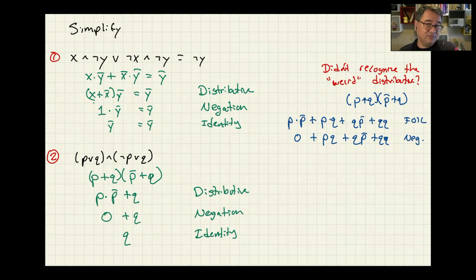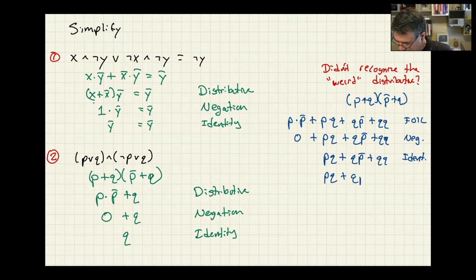And then the 0 drops away by identity. The Q Q on the right-hand side becomes just a Q. And that is idempotence.